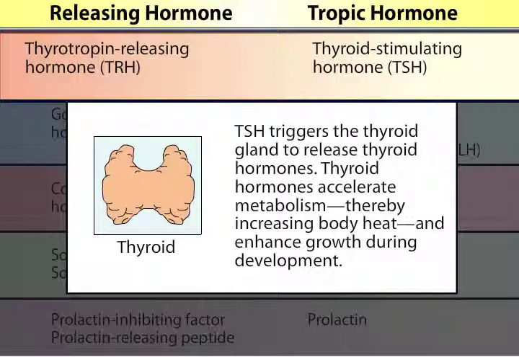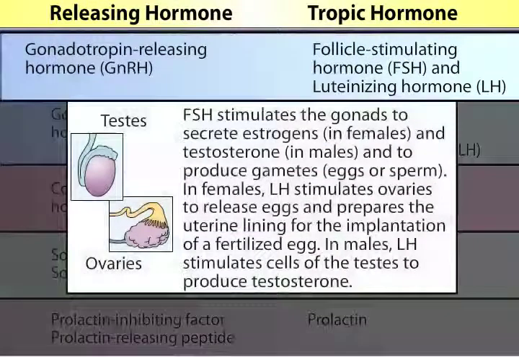Thyroid-stimulating hormone triggers the thyroid gland to release thyroid hormones. Thyroid hormones accelerate metabolism, thereby increasing body heat, and enhance growth during development. Follicle-stimulating hormone stimulates the gonads to secrete estrogens in females and testosterone in males, and to produce gametes, eggs or sperm. In females, LH stimulates ovaries to release eggs and prepares the uterine lining for the implantation of a fertilized egg. In males, LH stimulates cells of the testes to produce testosterone.